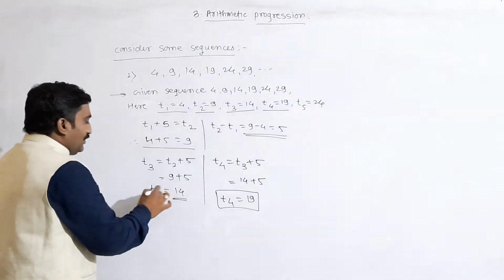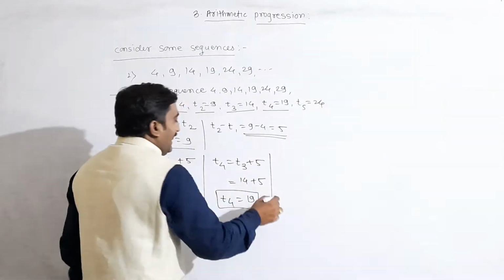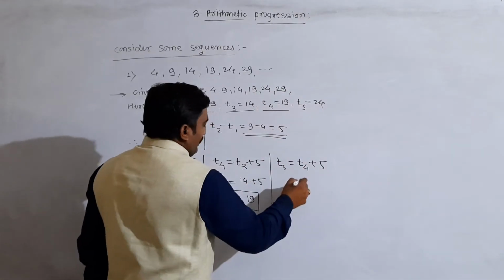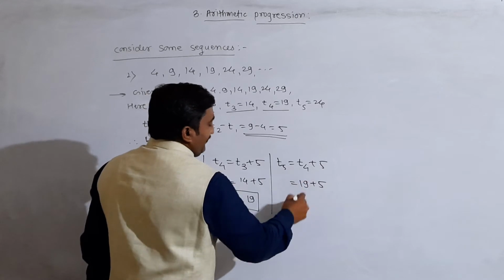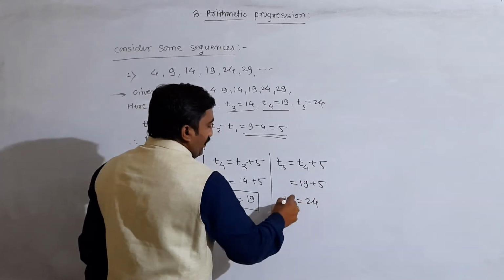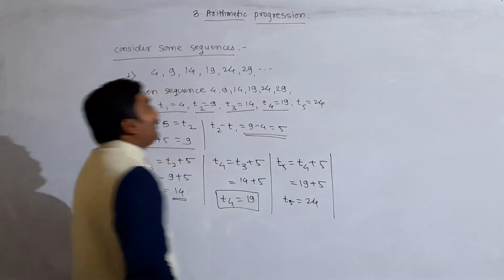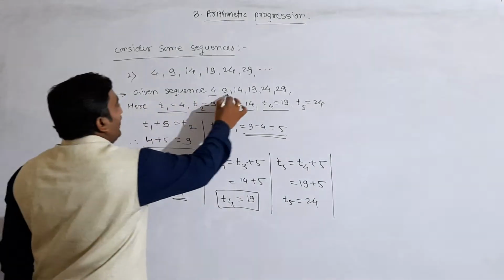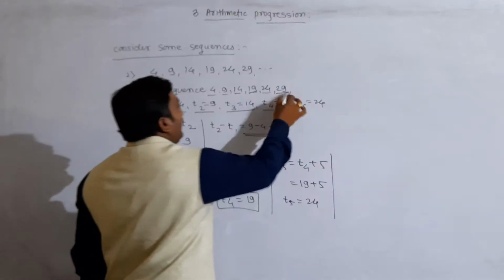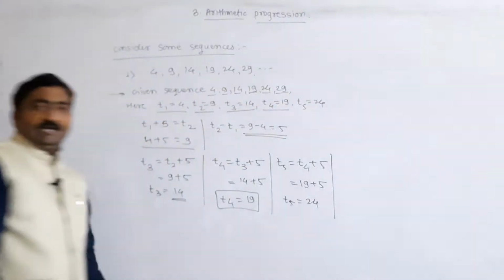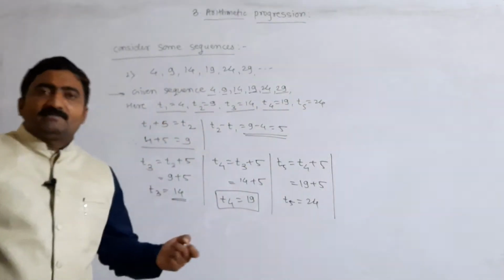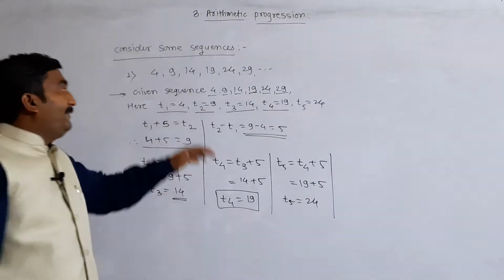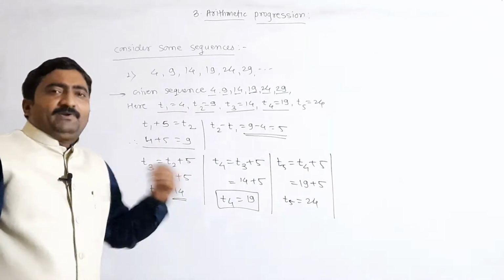T3 is equal to 14. T5 is equal to T4 plus 5. It means 19 plus 5, 24. Therefore T5 is equal to 24. The given sequence is 4, 9, 14, 19, 24, 29. In this sequence, each term is obtained by adding 5 to the previous term.